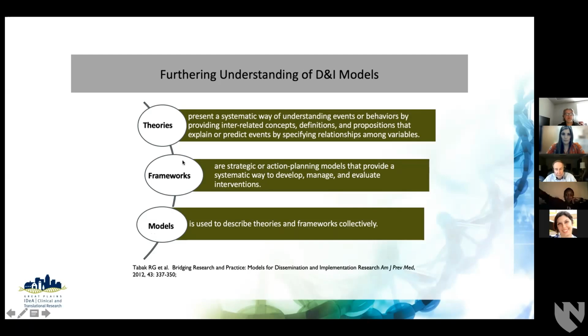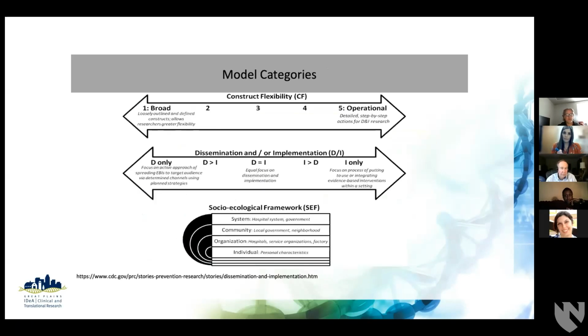But really, when we talk about the explanatory models, I'm talking about theories. And usually when we're talking about frameworks, we're talking about outcome models, because outcome models are also typically planning and evaluation models. And then she just talks about models as often used to describe both theories and frameworks collectively. And I do that. And so I think you've probably heard me start to do that.